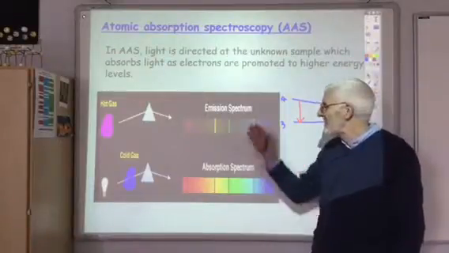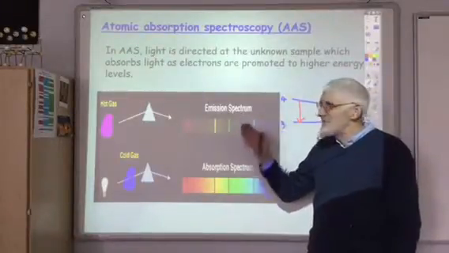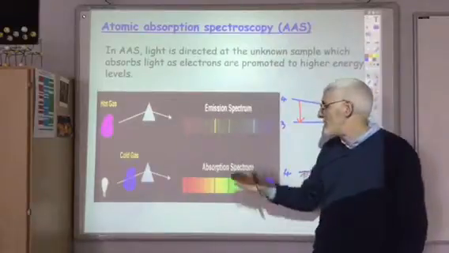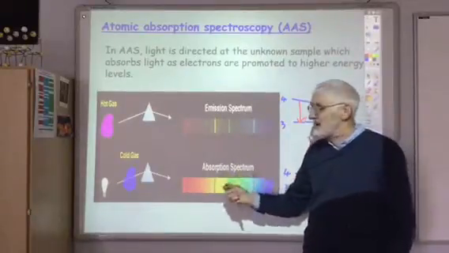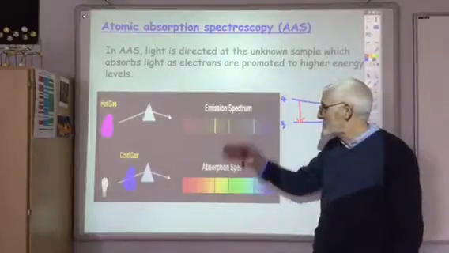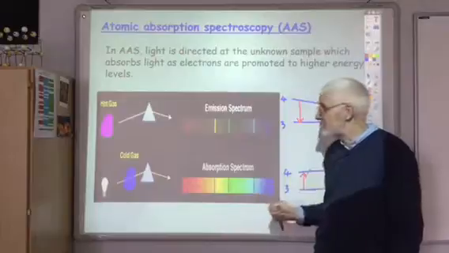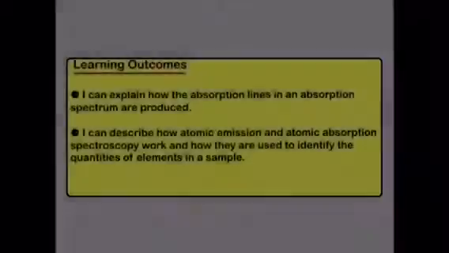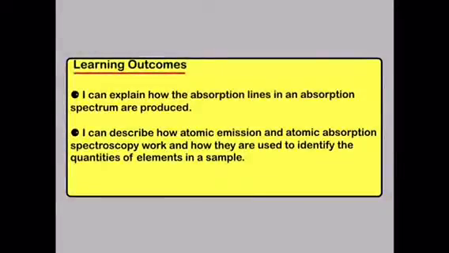So basically, in emission spectra, the atoms are emitting the light, whereas in absorption spectra, the atoms are absorbing light, but whether it's emission or absorption, it will do it at the exact same wavelengths. So you should be able to explain now how the absorption lines in an absorption spectrum are produced, and also to describe how atomic emission and atomic absorption spectroscopy work, and how they're used to identify the quantities of elements present in the sample.